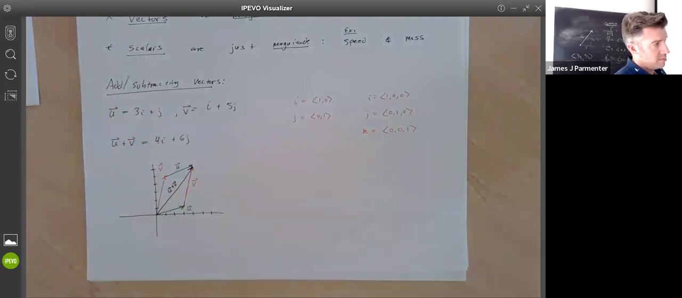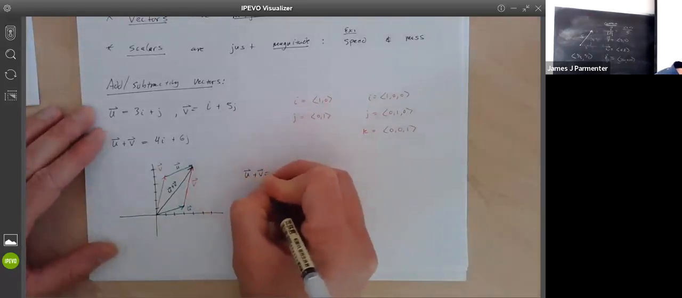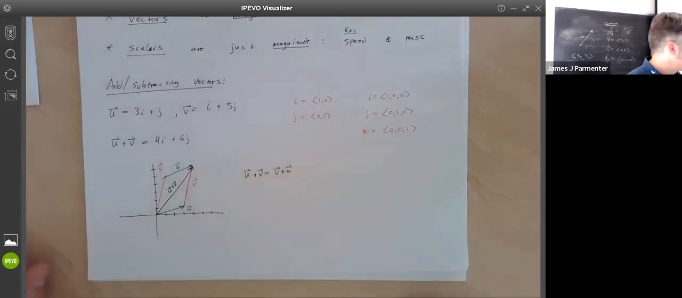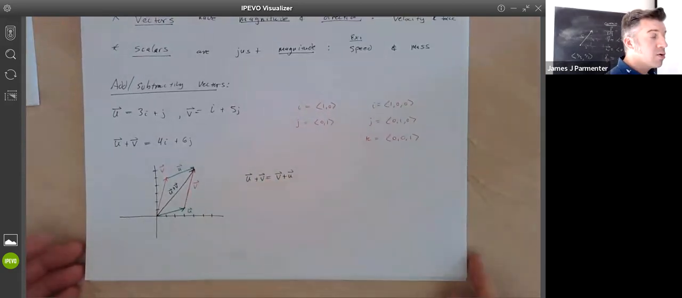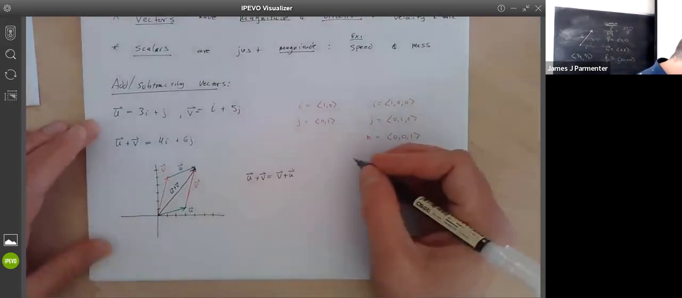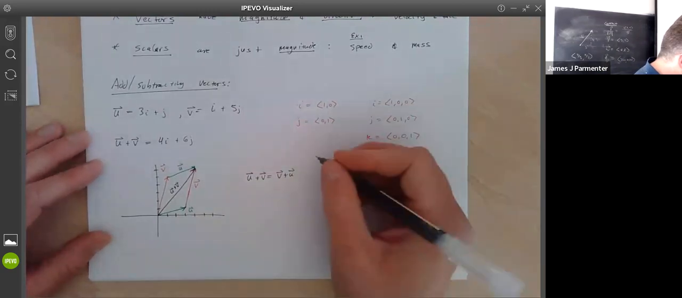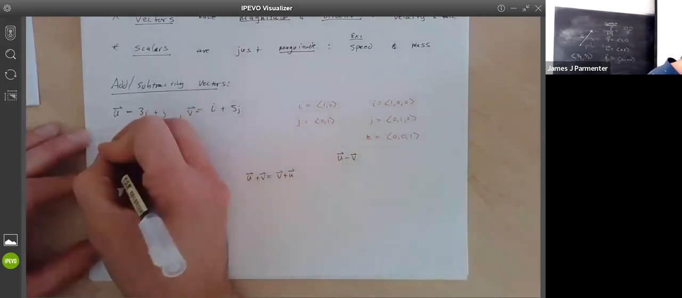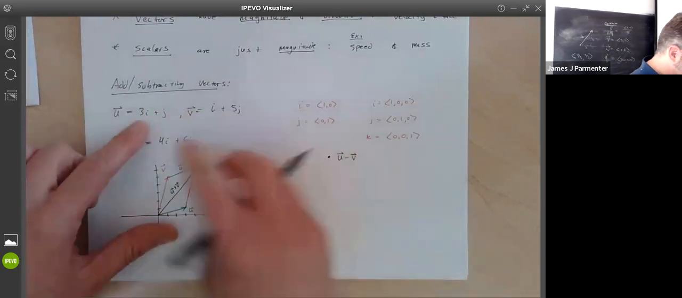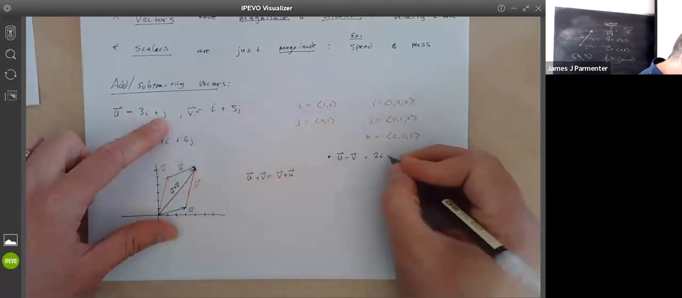Just like with regular numbers, I should say, just like with scalar numbers, order of addition doesn't matter. u plus v equals v plus u. Most, but not all, regular operations mathematically still work the same way with vectors. And then we can also find u minus v. u minus v, to me, is easy to calculate. u minus v is going to be 3 minus 1 i, so 2i. j minus 5j is minus 4j.